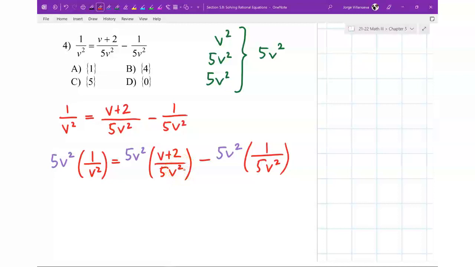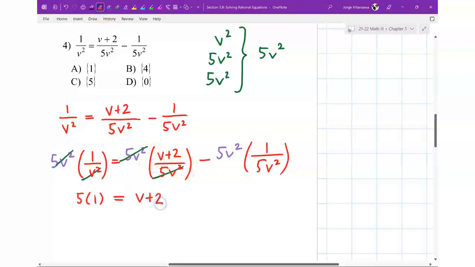Again, that's usually the long part of this problem. So let's start cross-canceling. What can I cross-cancel on this side? The v squared. So here we go. v squared, v squared. All that's left is 5 times 1. I'm just showing the step. What can I cancel on the next one? 5v squared, all of it. So all that's left is v plus 2 minus, what can I cancel on the last one? All of that's gone, so it's just minus 1.